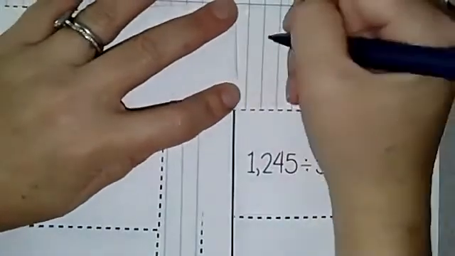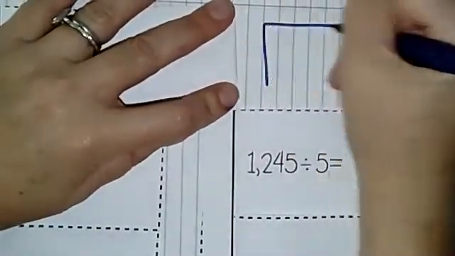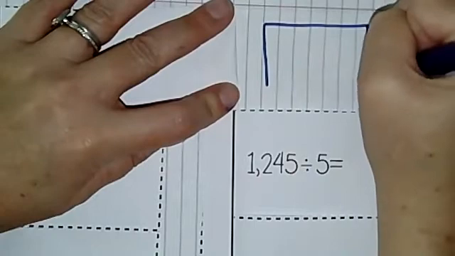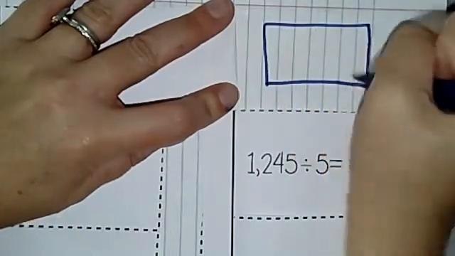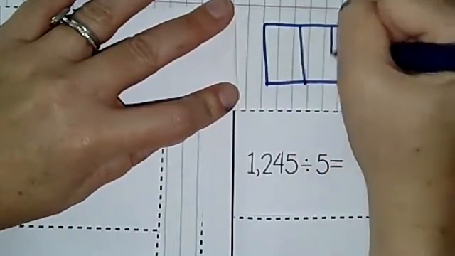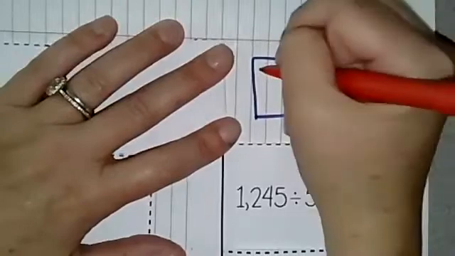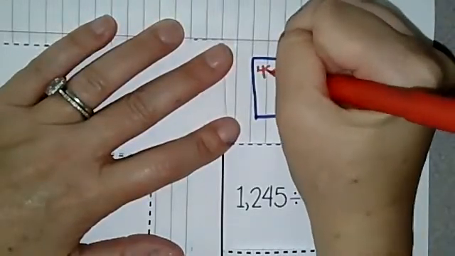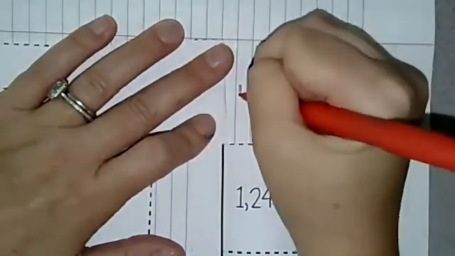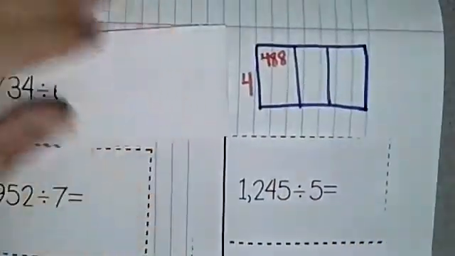Now, I am going to draw a box. If it's 3-digit divided by 1 digit, I am going to start with 3 boxes. 1, 2, 3. Here we go. I'm going to write my problem in there. 488 divided by 4. 488, and I'm going to divide that by 4.